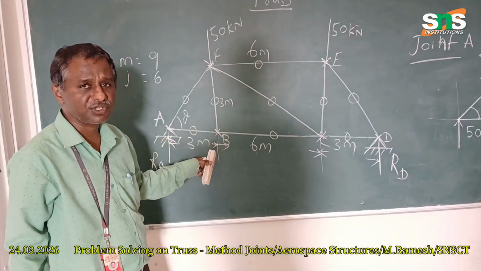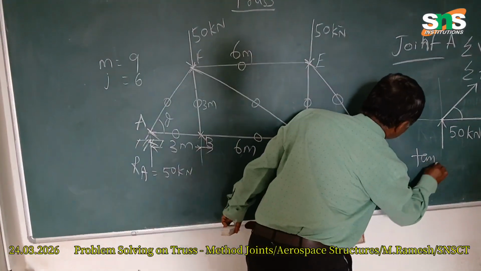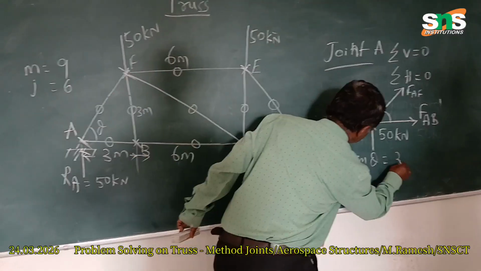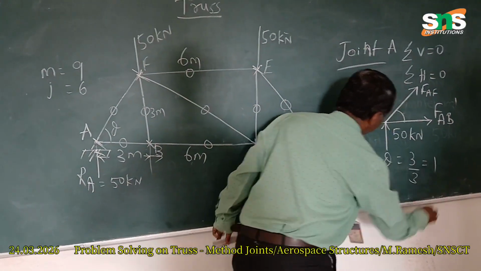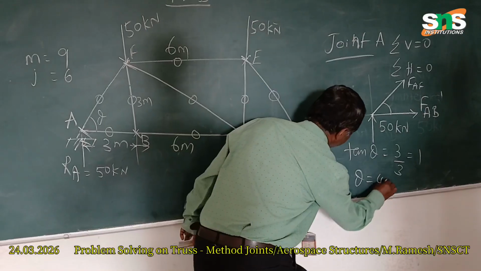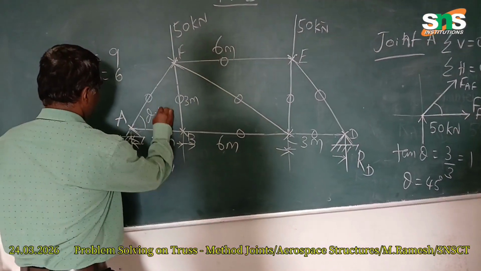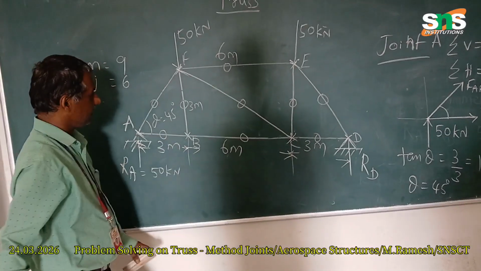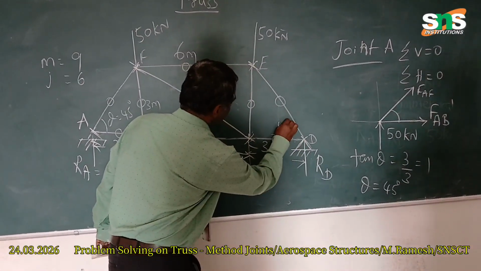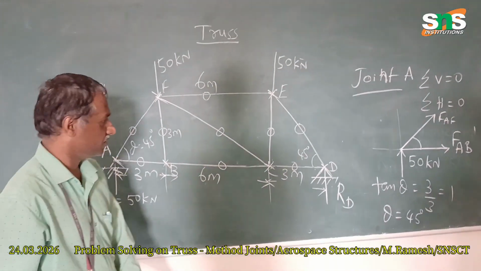Opposite by adjacent is equal to tan theta. So tan theta is equal to opposite side by adjacent side, that is 3 by 3, which is equal to 1. So tan theta equal to 1, then theta equal to tan inverse of 1, that is equal to 45 degree. After finding this, since it is symmetrical, this is also 45 degree. Like that you can choose.